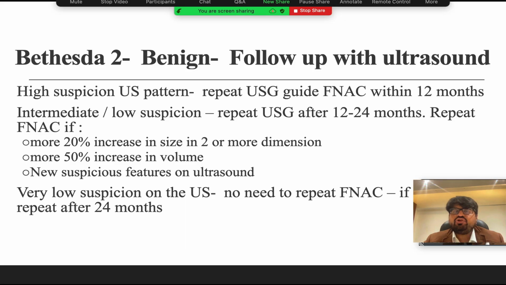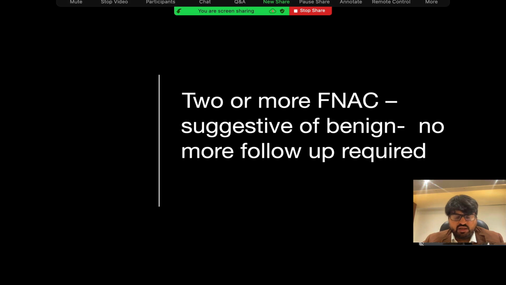If you have a Bethesda 2, which is a benign reported lesion, we generally follow up this patient with an ultrasound. Like I said, in 95% of patients you will find a benign lesion, and in all these patients we will generally follow up with a repeat ultrasound, generally somewhere between 6 months to 2 years. That is the usual rate, depending on the clinical status that you see initially. If you have 2 or more benign FNACs, so you have done one FNAC benign, second FNAC benign, then no further follow up is required for that nodule.